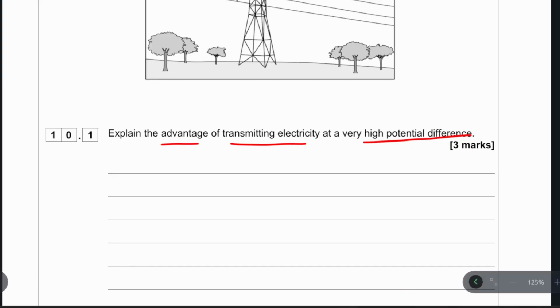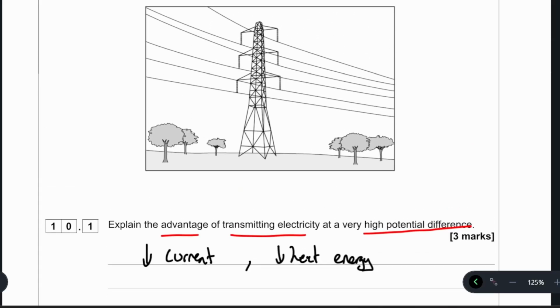So the reason why we transport things at a high potential difference is actually to do with the current. It may seem a bit of a trick question. It's asking about the potential difference, but the reason is that if you've got a high potential difference, that means you've got a very low current. If you have a very low current, that means we generate a lot less heat, right? So we lose a lot less electrical energy as heat energy through the cables.